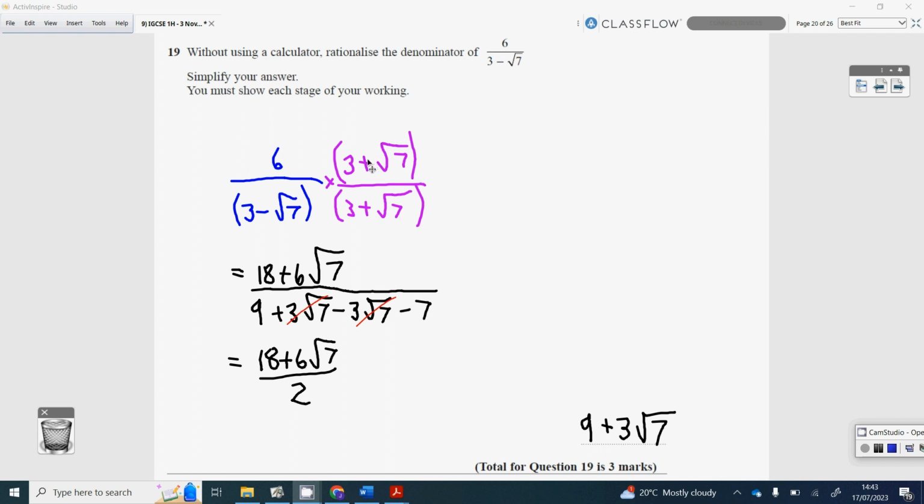Now, because we've got this change of sign, these two middle terms, the two terms containing the surds, will be equal and opposite, so will cancel out. So they've cancelled. We've no longer got square roots in the denominator. We're just left with 9 take away 7, which is 2. So 18 plus 6 root 7 over 2. Now each of these terms can be divided by 2. 18 divided by 2 is 9. 6 root 7 divided by 2 is 3 root 7.